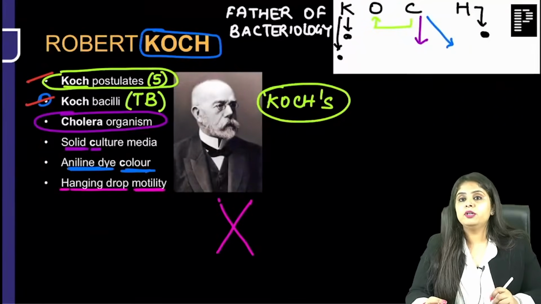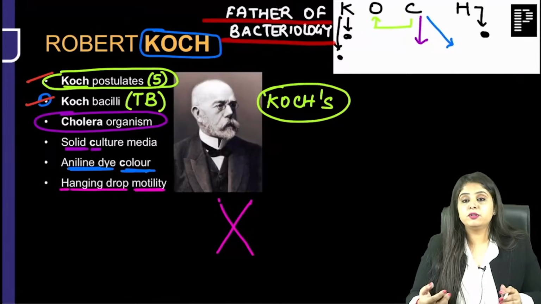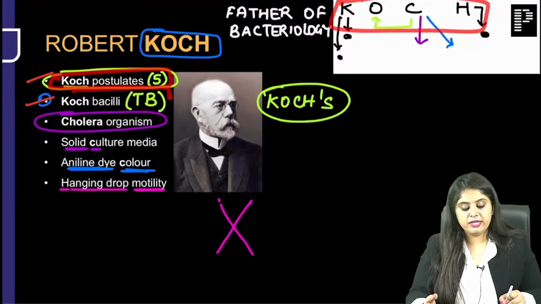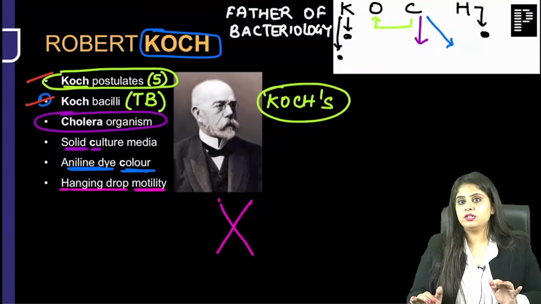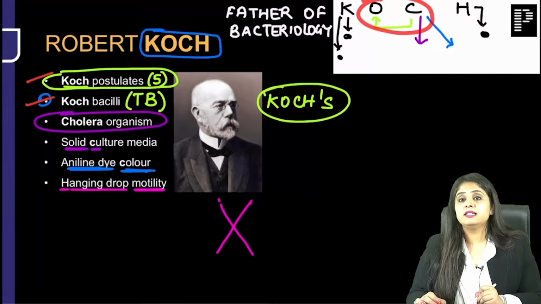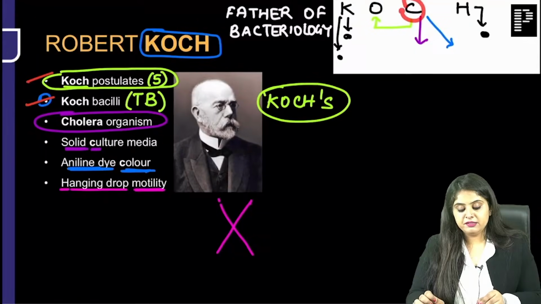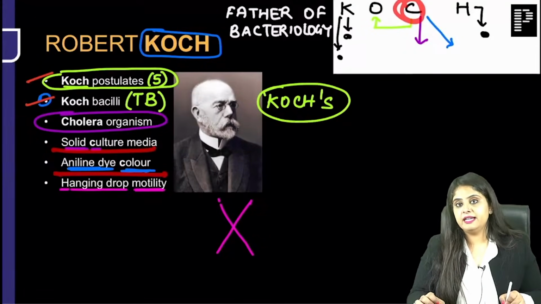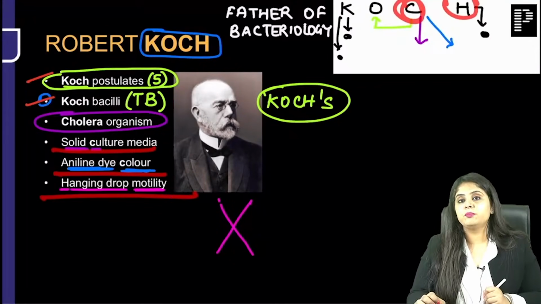Then coming to Sir Robert Koch, he is the father of bacteriology because he gave us a lot of bacteria. Koch postulate, Koch bacillus, everything Koch he gave us. Koch bacillus is nothing but TB. He gave us one more bacteria, that is cholera organism. He's given us solid culture media. He has given us the color, that is aniline dye. He has given us hanging drop motility.